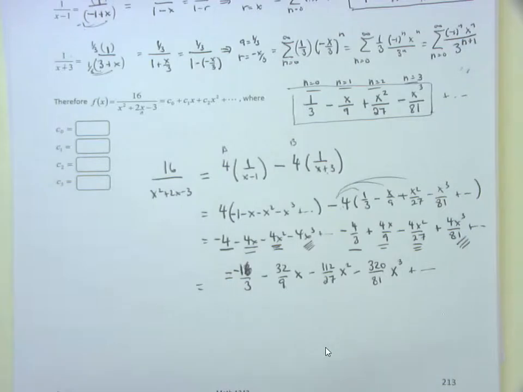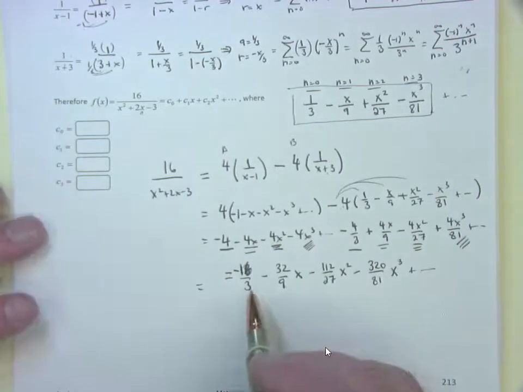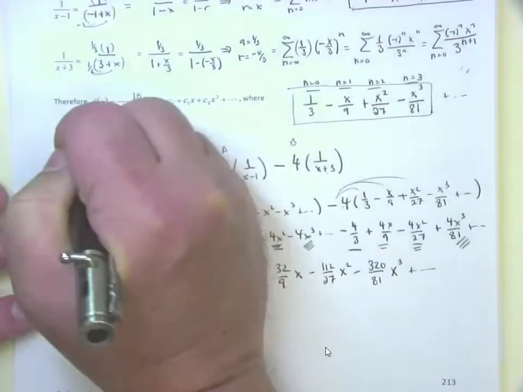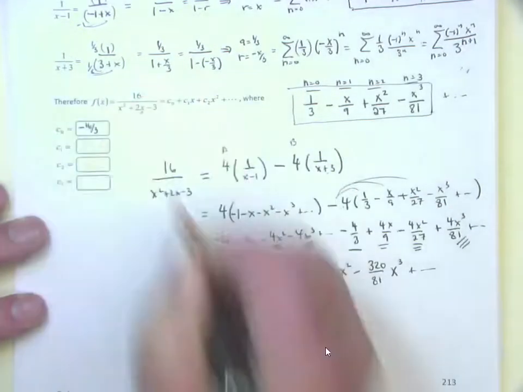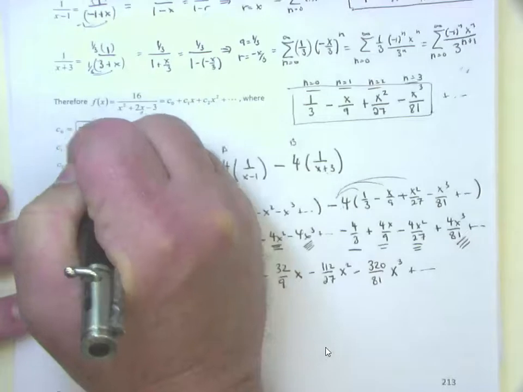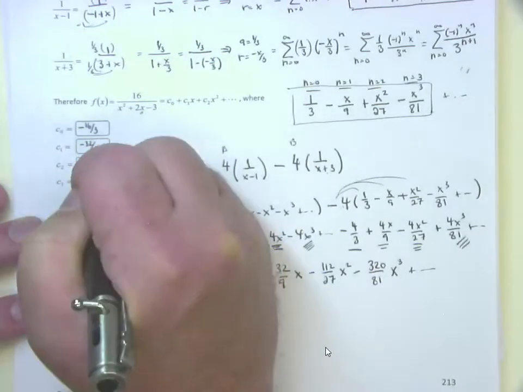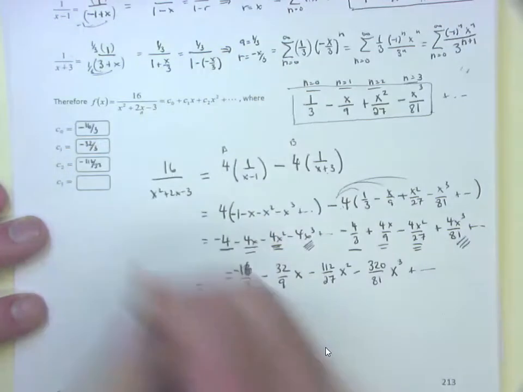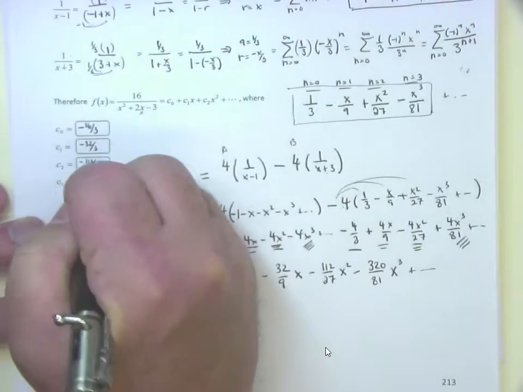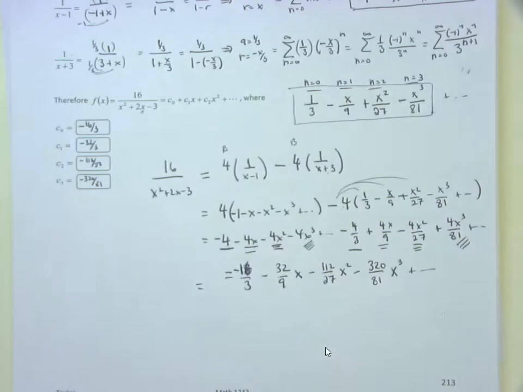So for this one, we seem to have all the terms here. C0, your constant term, is what? Negative 16 thirds. C1 is negative 32 thirds. C2 is negative 112 over 27. C3 is negative 320 over 81, and that's what you type into your WeBWorK.